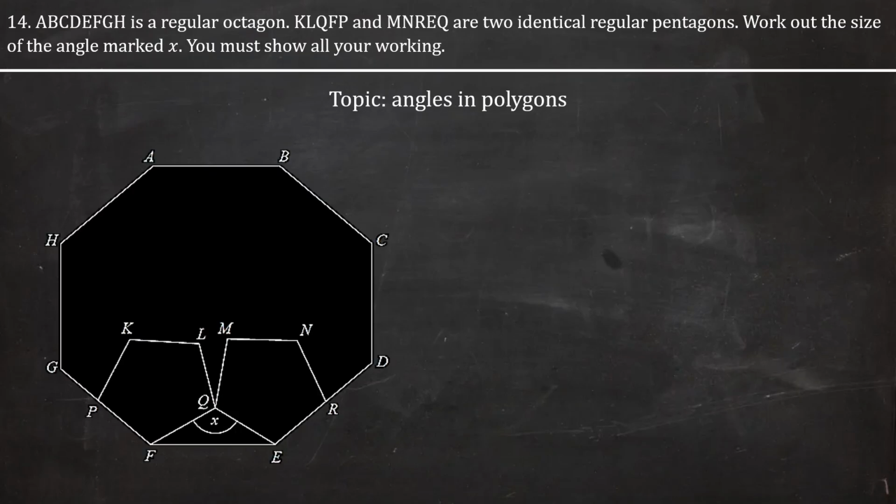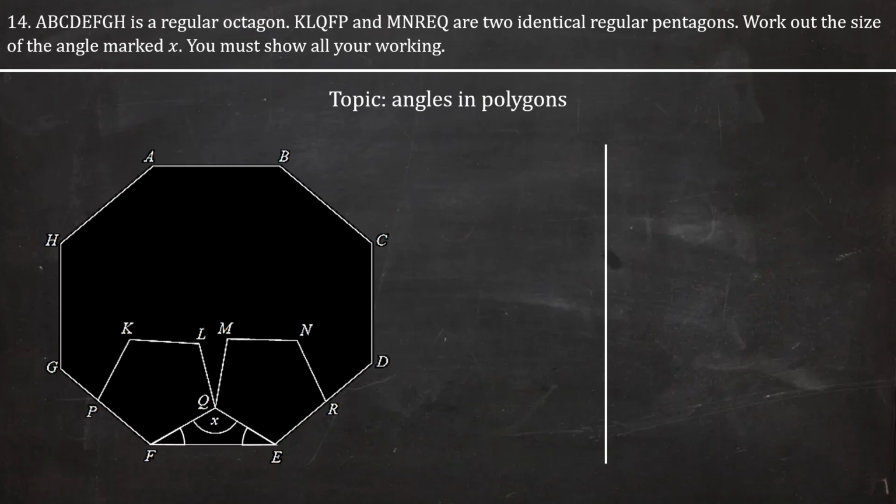Question 14, an angles in polygons question, kind of a complicated one. So in order to find my angle x, I'm going to need to find those two angles over there, angle QFE and angle QEF, there on the diagram. I'm flashing it right now. So in order to do those, I'm going to need the interior angles of octagons and pentagons.